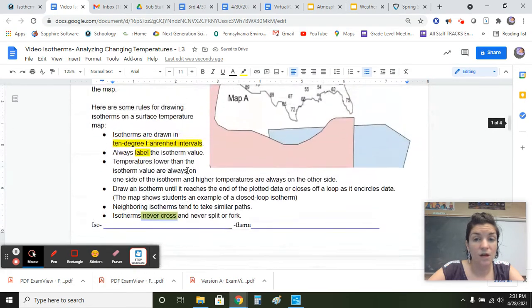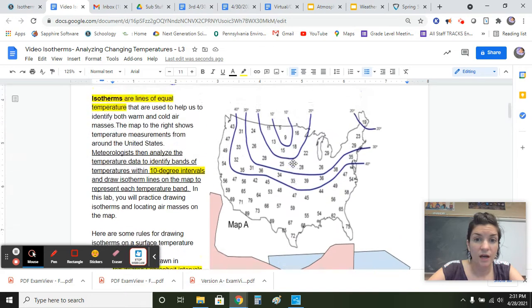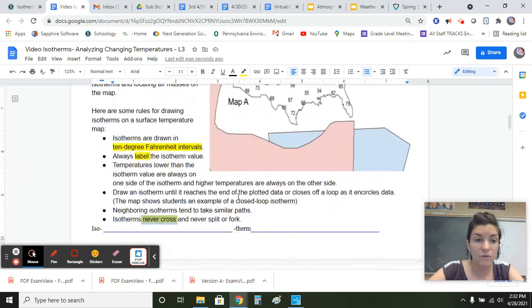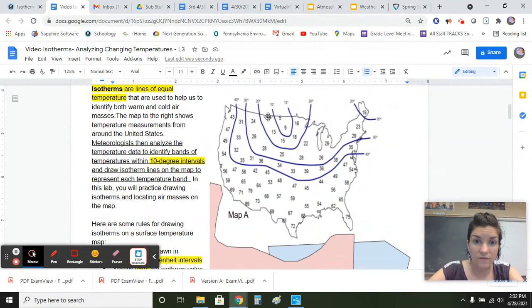Looking at map A, this is what it's talking about. Each one goes up by 10, right? This is 10, 20, 30, 40. When you look at this rule, on one side of the isotherm you're going to have higher temperatures, and on the other you're going to have lower. So if this is 10, 9 and 5 are going to be on one side of it, and anything higher like 11, 13, 15, 18, 16 is going to be on the other side.